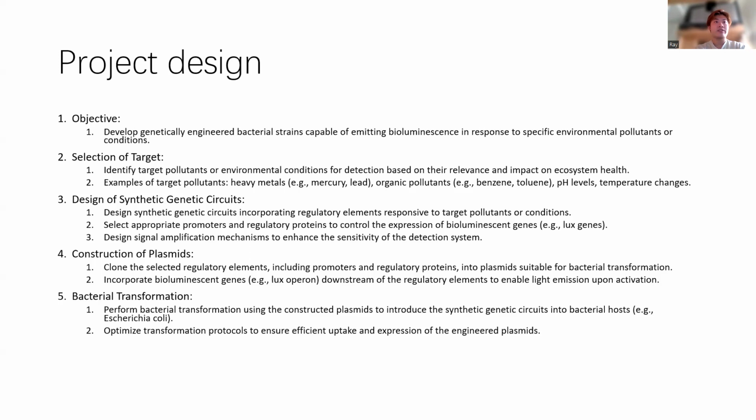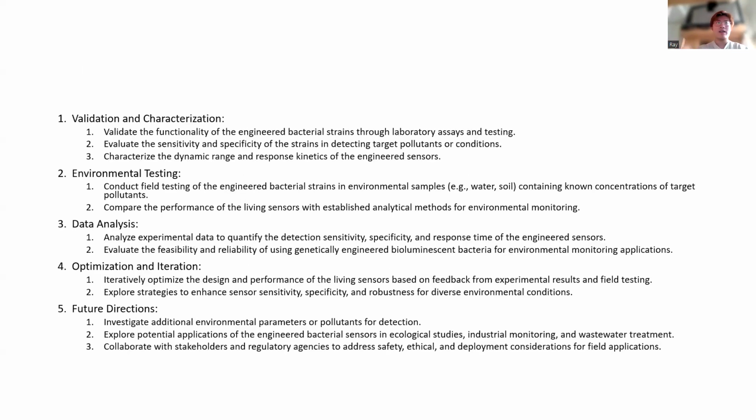The second thing is the selection of targets. The third thing is the design of synthetic genetic circuits. The fourth thing is the construction of the plasmids. The fifth thing is bacterial transformation, which is the basic step where the genetic engineering happens. And the next page will be the rest of the steps. So actually, it's the sixth step: validation and characterization.